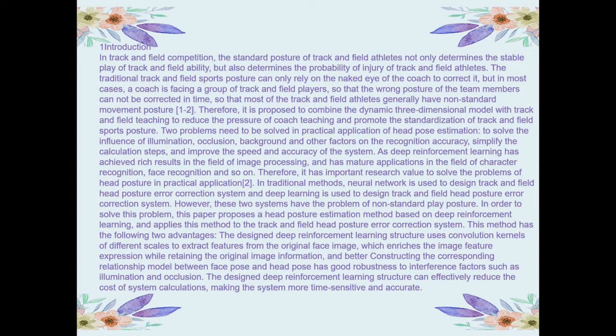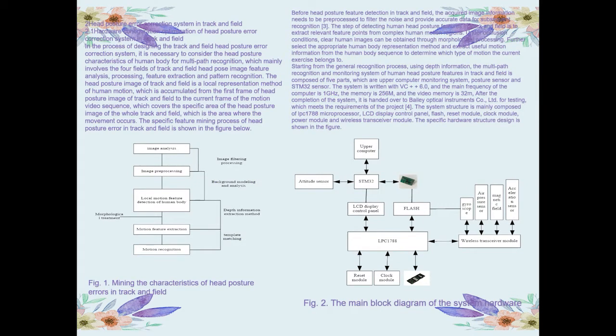The process of detecting the track and field head posture, air conservation, it is nothing to the person and the head portion. It consists of home body formation and position, which moving in view the four traces of track and field heart pulse imagination, which transmitter coming, virtual extraction and meeting translation. The heart pulse imagination of the terrain is a local invasion, moving home, motion, which translation from first family and heart and recognition of track and field to the country farm of the moment.